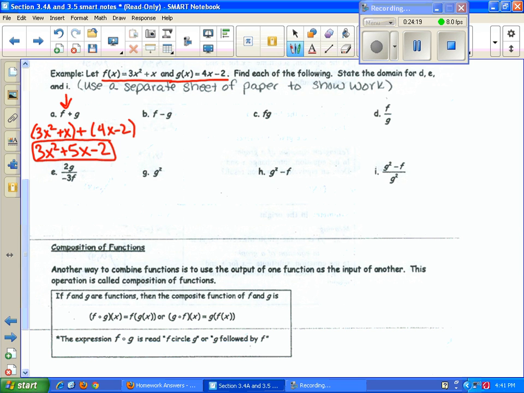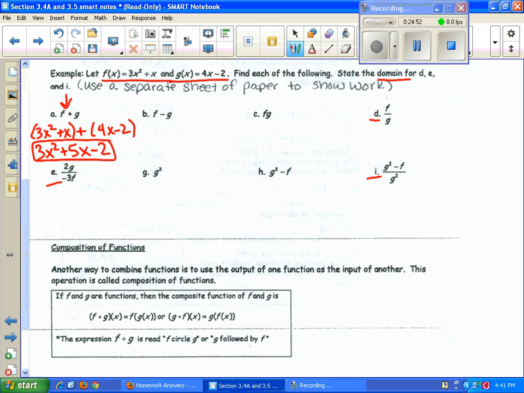For d, e, and for I, notice that we're dividing by our functions. And whenever you are dividing by functions, you have to worry about your restrictions for your domain, because it says state the domain for d, e, and for I. Remember, how do you find the domain? You look for your red flags. Does it have any radicals in the equations? For both of these, it does not have a radical.